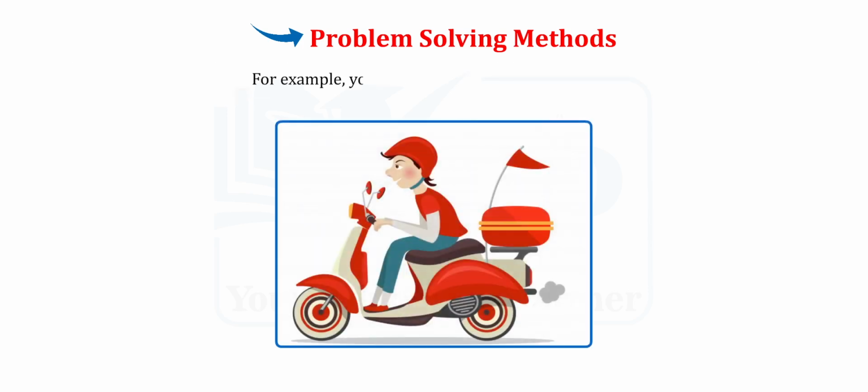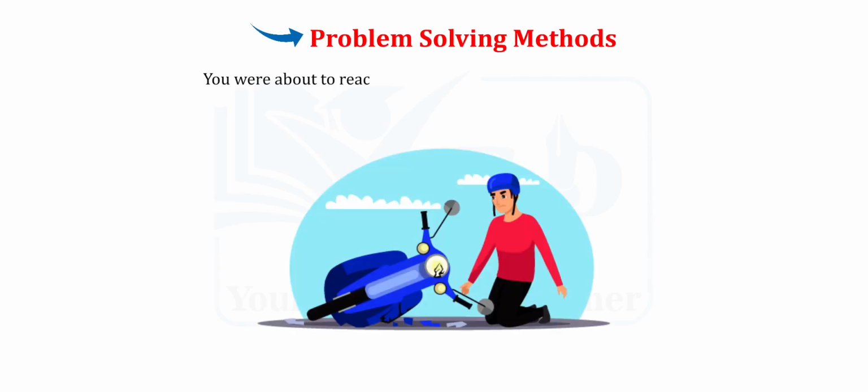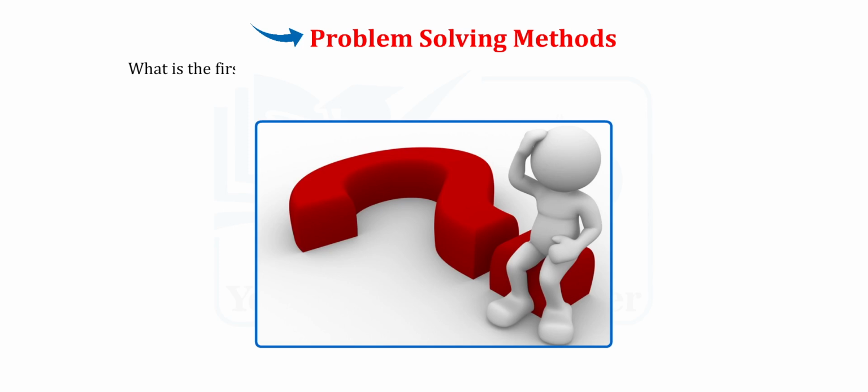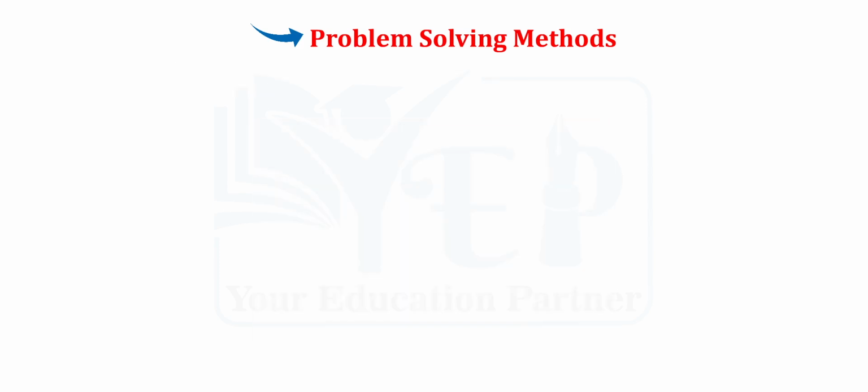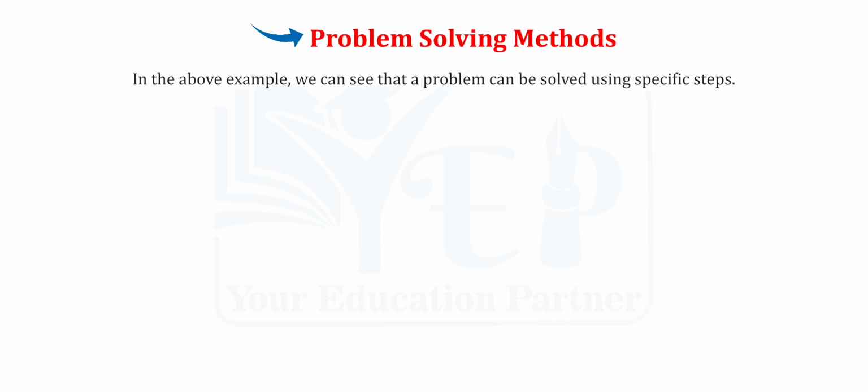For example, you are driving back home on a bike. You were about to reach when suddenly your bike breaks down. No matter how hard you try to start it again, the engine doesn't start. What is the first thing you will check to solve this problem, and what will be the next step, and what next? In the above example, we can see that a problem can be solved using specific steps.